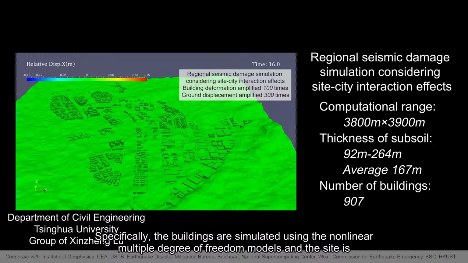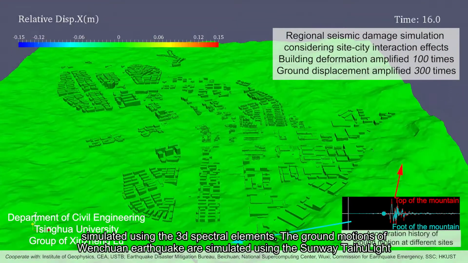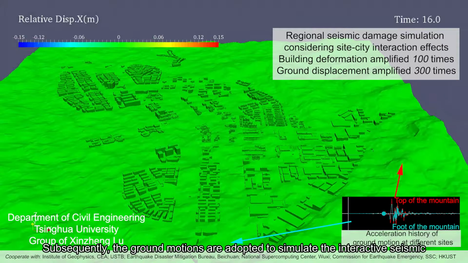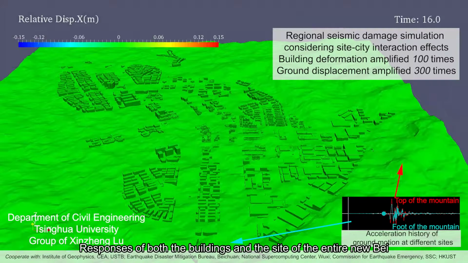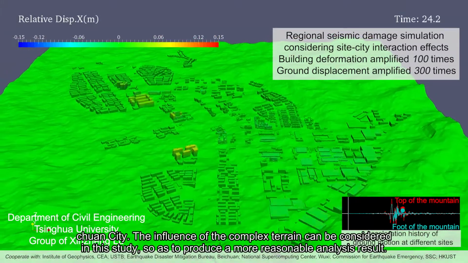In this analysis, the nonlinear time history analysis of buildings on a regional scale, considering site-city interaction effects, is implemented. Specifically, the buildings are simulated using nonlinear multiple degree of freedom models, and the site is simulated using 3D spectral elements. The ground motions of the Wenchuan Earthquake are simulated using the Tsinghua supercomputer. Subsequently, the ground motions are adopted to simulate the interactive seismic responses of both the buildings and the site of the entire new Beichuan City.